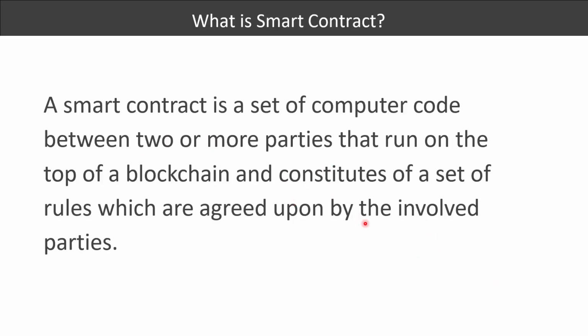So let's discuss smart contracts. A smart contract is computer code. It's an application. It is usually run between two or more parties. It's used on a blockchain and consists of a set of rules which make up an agreement, very similar to a legal agreement.